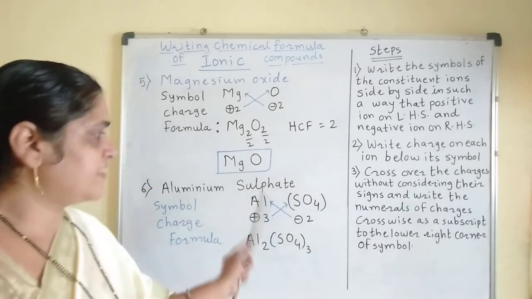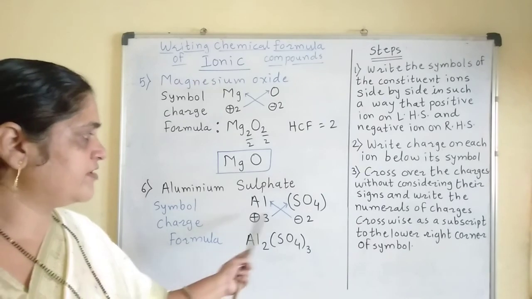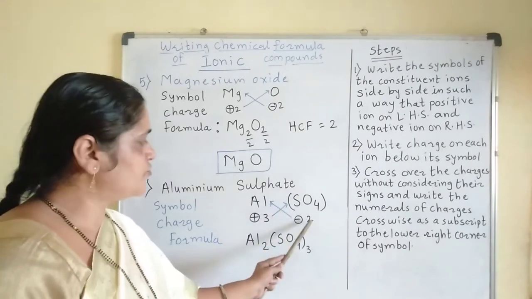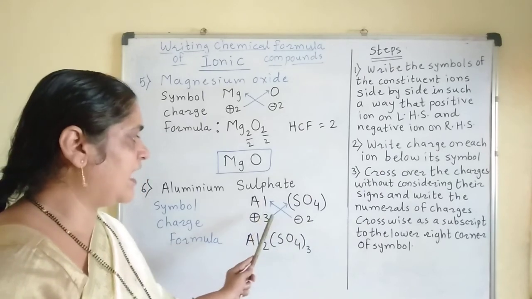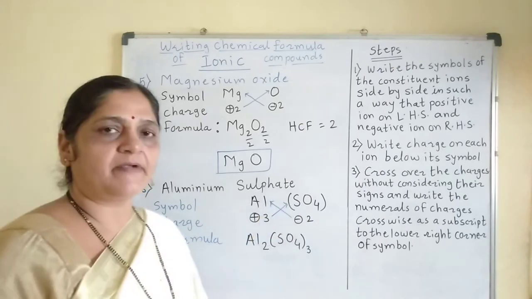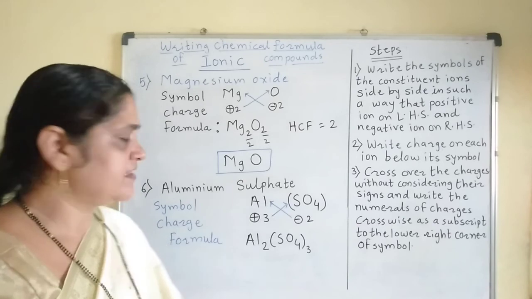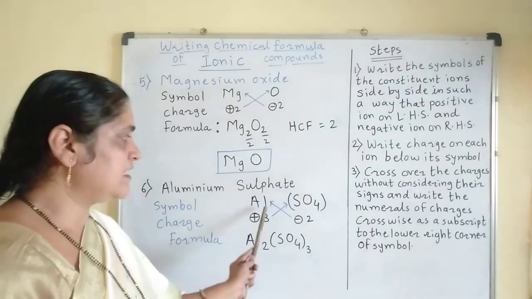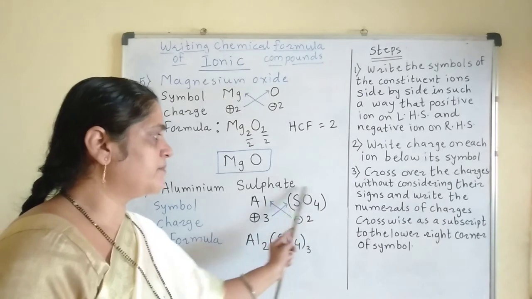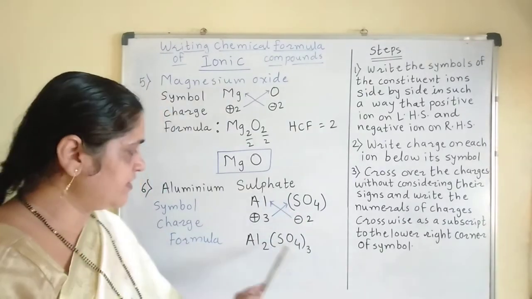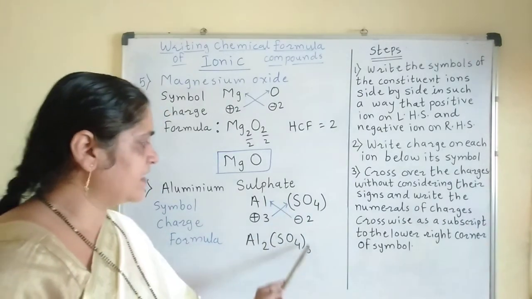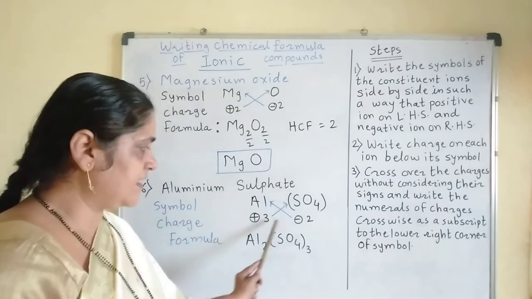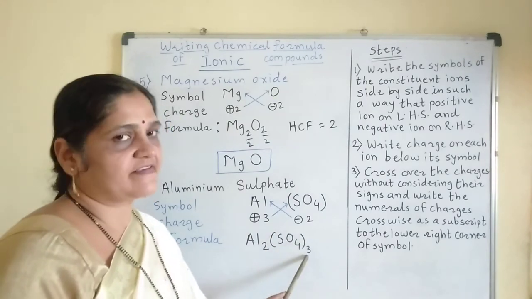Now the same rule we are going to follow. We are ignoring the sign and we are multiplying with the numerals. So 2 is multiplied with Al and 3 is multiplied with the sulfate anion. So while writing the formula, 2 will be the subscript for Al and 3 will be the subscript for this complete sulfate anion. So here after the bracket we have to write 3 as a subscript.